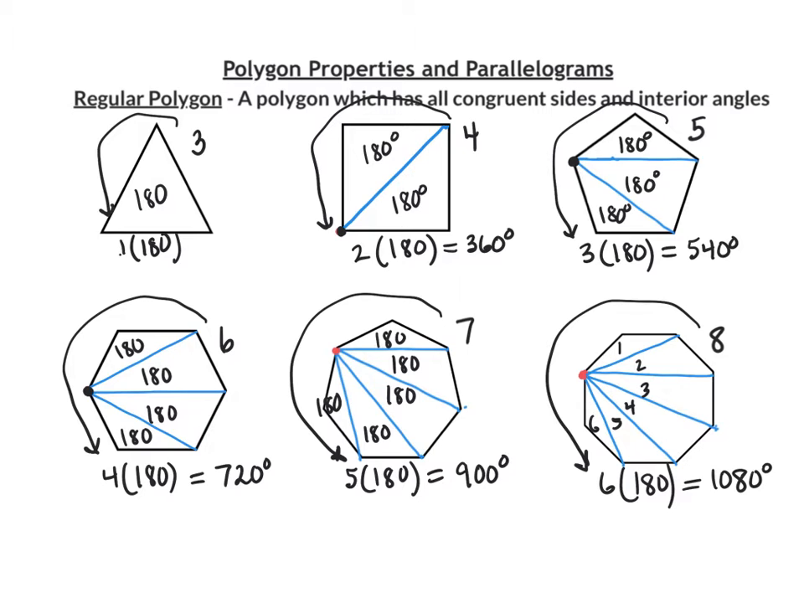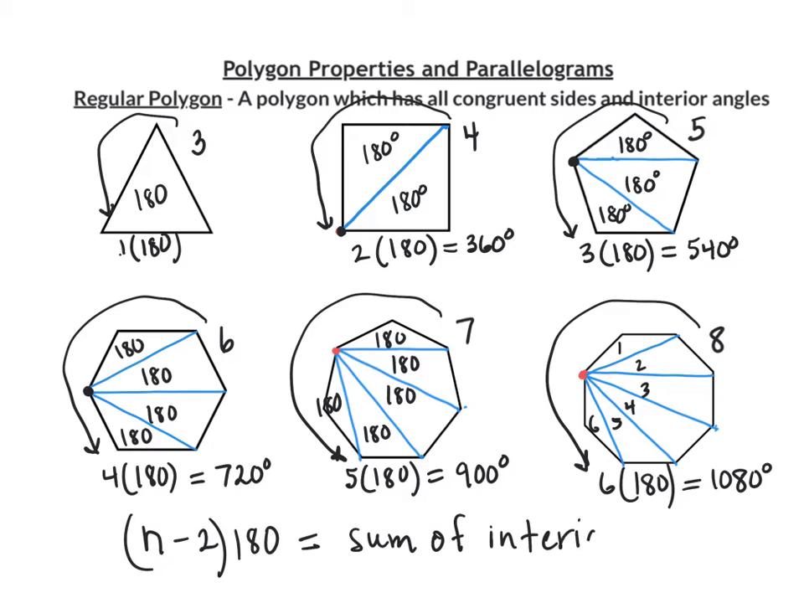And what you should notice is that the number of sides minus 2 is the number of triangles. The number of sides minus 2 times 180 is the sum of the interior angles. And that's where n is the number of sides.